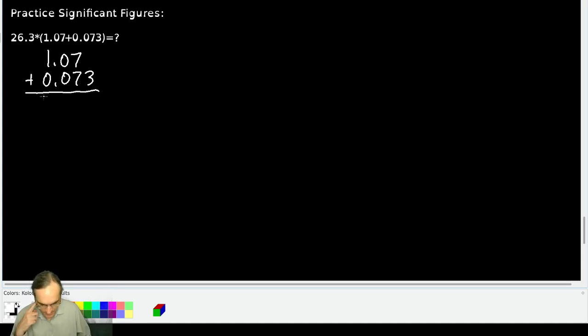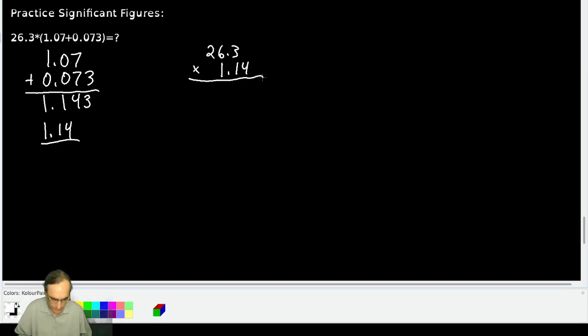All right, if we add those together, you get 1.143. But we're limited in the hundredths place. We really should write this as 1.14 when we are done. So that means the multiplication is now 26.3 times 1.14. And both of these have 3 digits of precision, which means our final answer will be truncated to 3 digits of precision.